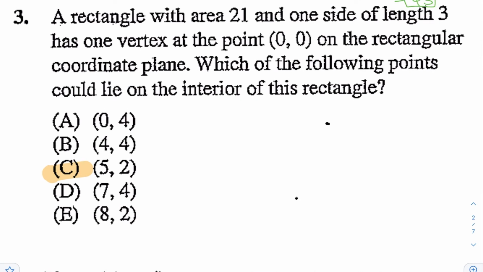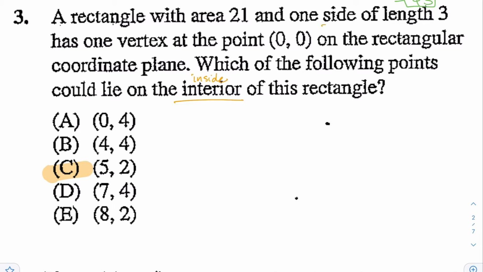Next, for number 3, a rectangle with an area of 21 and one side of length 3 has one vertex at the point (0, 0), which is the origin, on the rectangular coordinate plane system. So this is the normal XY Cartesian plane. Which of the following points could lie on the interior of this rectangle? So interior means inside. You want a point that's inside the shape.